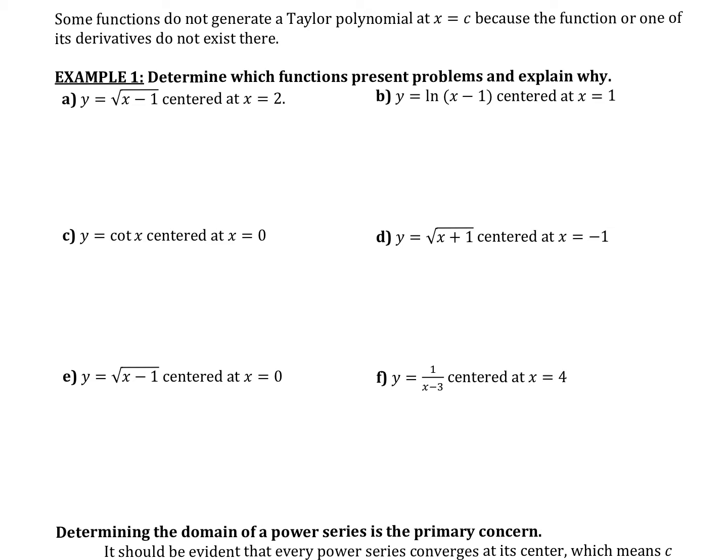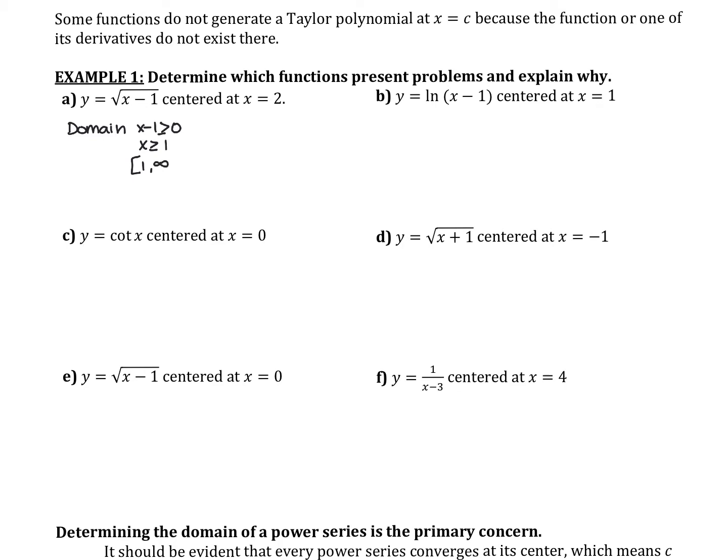If we look at the function y equals the square root of x minus 1, centered at x equals 2, the first thing that I would do is look at the domain of the original. This is a square root function, and my domain is where x minus 1 is greater than or equal to 0, which means I want x to be greater than or equal to 1. So my domain goes from 1 to infinity. That includes 2, so I'm okay with it being centered at 2.